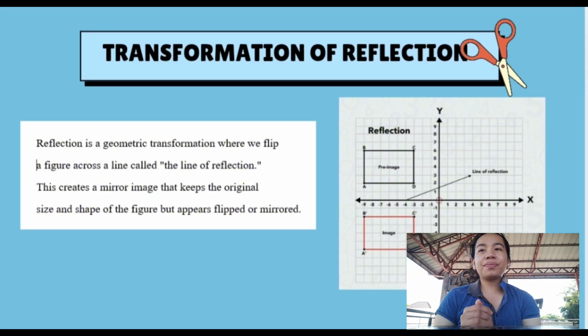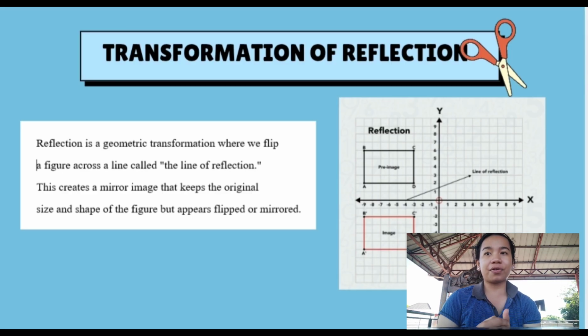Furthermore, this creates a mirror image that keeps the original size and shape of the figure but appears flipped or mirrored. So when we reflect an image geometrically, its size and shape are still the same as the original, but its coordinates, like the coordinates of its points, are now altered because it is now located on a different quadrant. So thus its coordinates become altered.